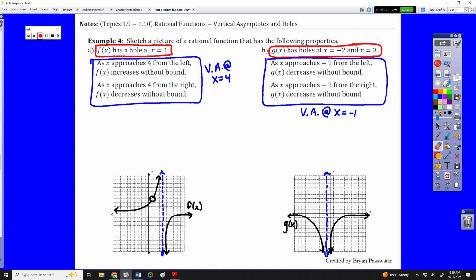Now again, from there, what we do is we put in our holes. We have a hole at x equals negative 2, so we just erase our graph at negative 2 and insert a hole. And then we erase our graph at positive 3 and insert a hole. And that takes care of our graph fitting this verbal description. It has holes at negative 2 and positive 3, and it has a vertical asymptote at negative 1. That's how we do that.